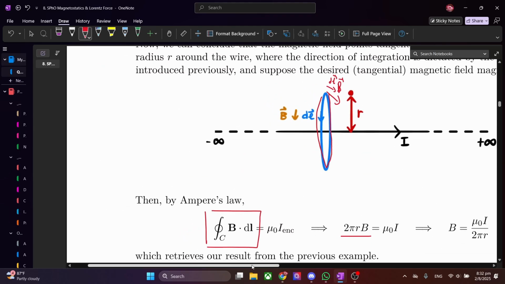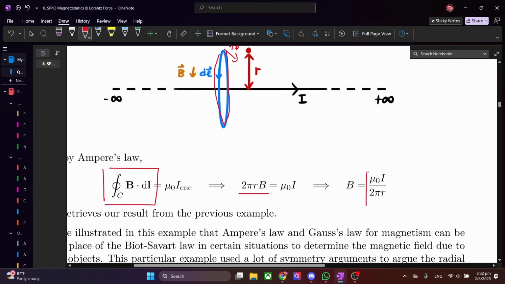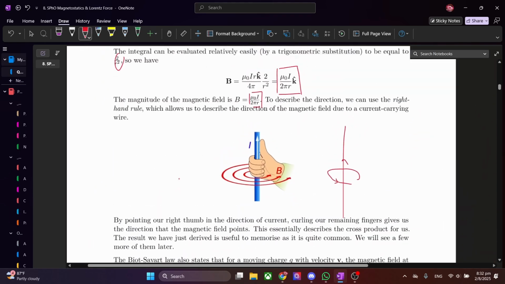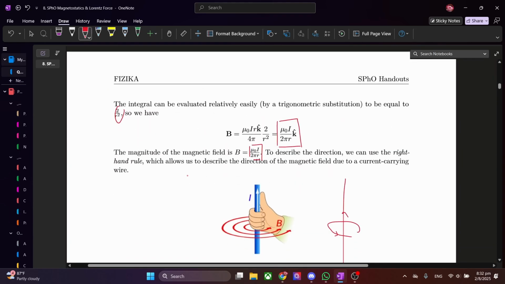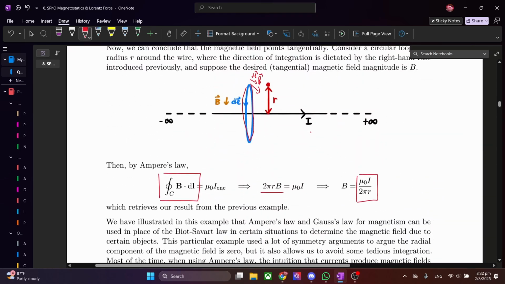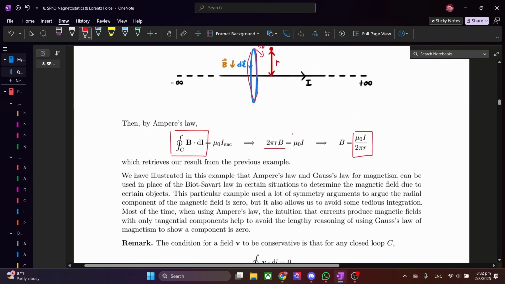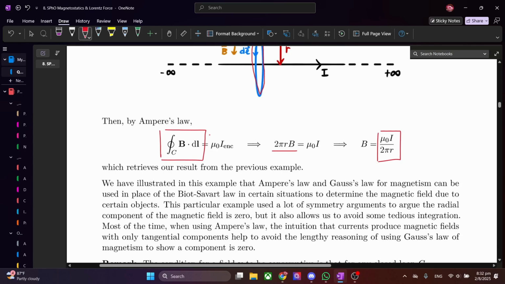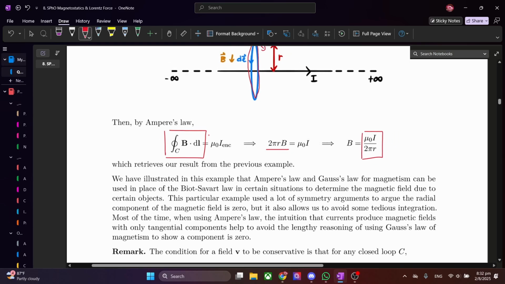So from there, we now get that B is mu naught I over 2 pi r, which, if you go back to our previous example where we integrated using Biot-Savart's law, is the same. So we retrieve back our result from just now. That's basically just an example of how to use Ampere's law as well as Gauss's law for magnetism to calculate magnetic fields in symmetric situations.